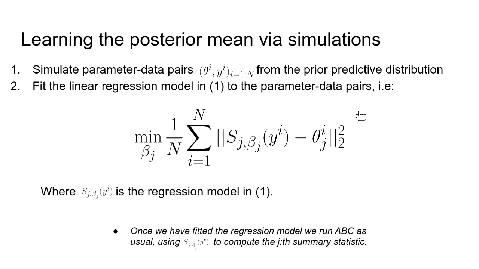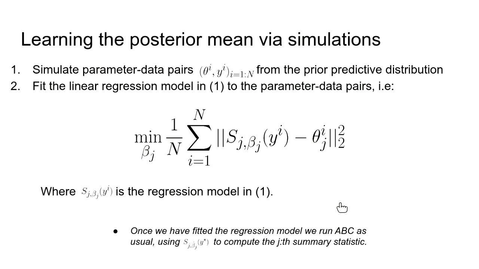So how we learn this posterior mean via simulations works as follows. First, we simulate parameter-data pairs from the prior predictive distribution. This corresponds to sampling parameters from the prior and generating corresponding data sets from the model. Then we fit the linear regression model to the parameter-data pairs, considering this squared error loss function. In this optimization problem, S_j of beta_j is the regression model that we had on our last slide, and we have J regression models in total. So we have one of these optimization problems for each dimension of the parameter space.